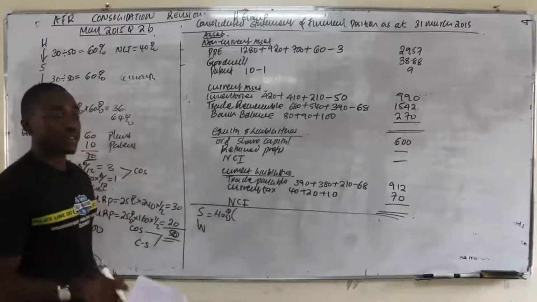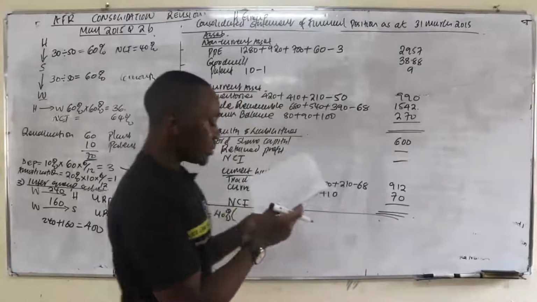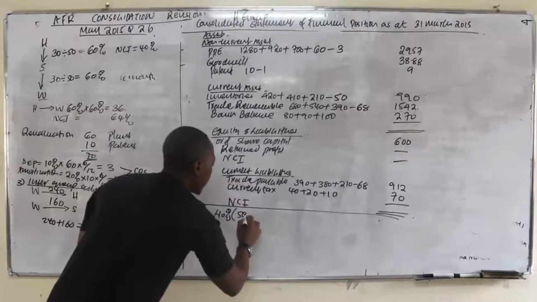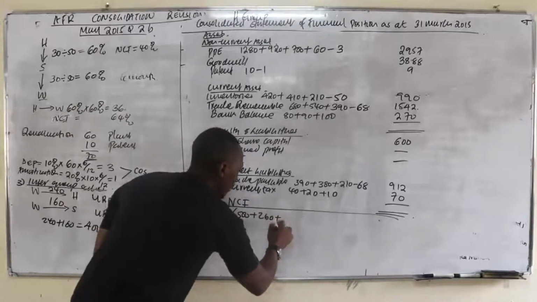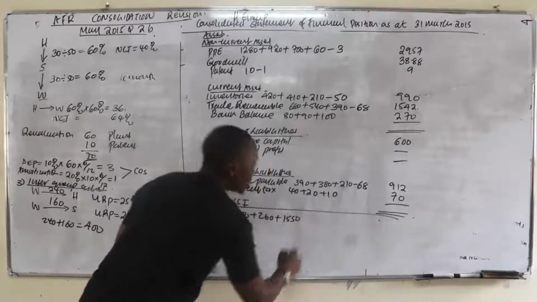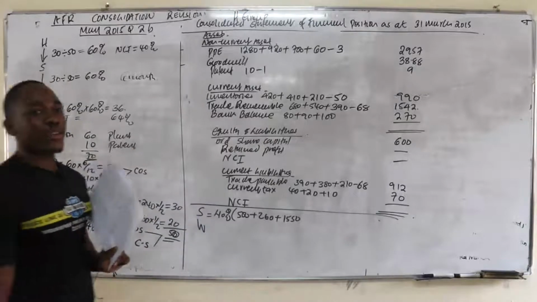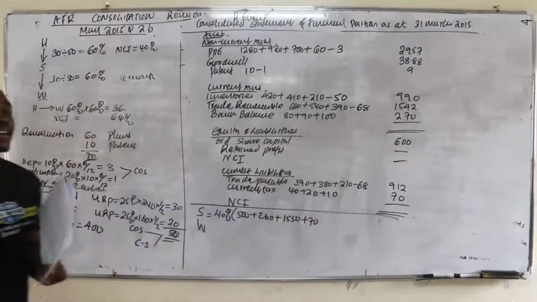Let's go to the net asset. Let's go to the equity. Equity ordinary share capital of S is how much? 500 plus revaluation reserve of 260 plus retained earnings of 1550. Then you add 70. Are you together?